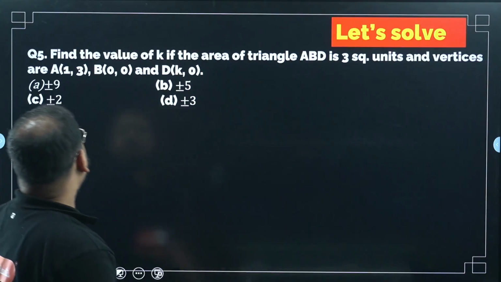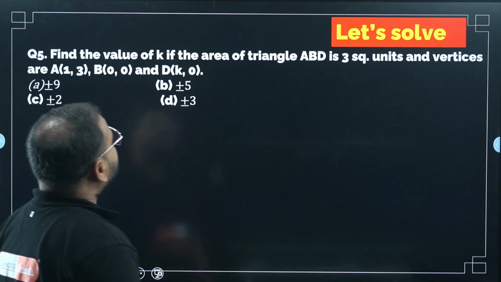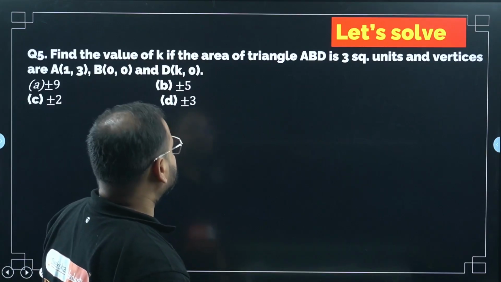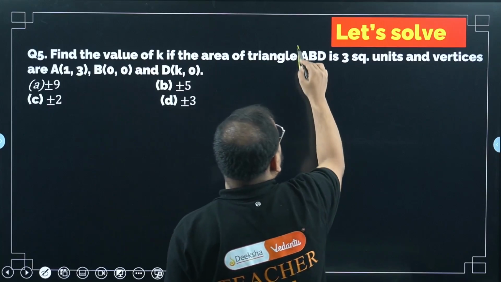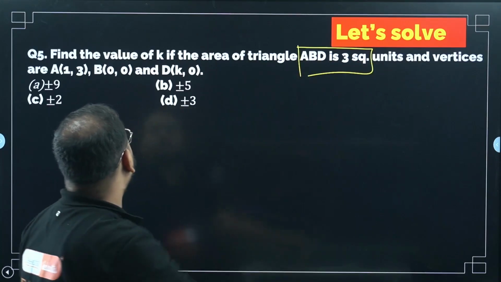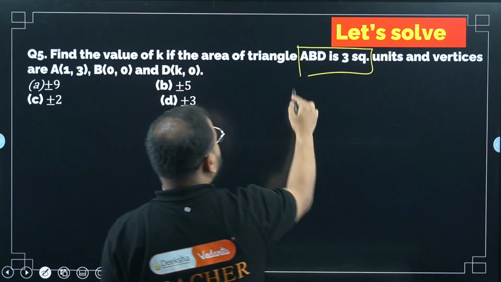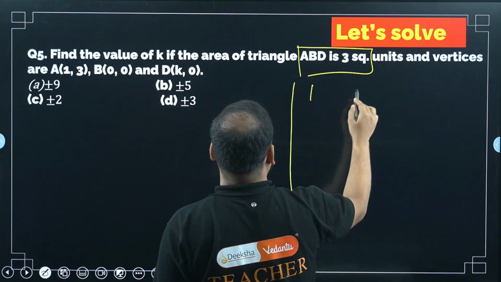Okay, sir. Find the value of k if the area of triangle ABD is 3. Okay, fine. I will give you a hint how to solve it, but you can solve this question. What is given here? So let me write the matrix first. So it is 1, 3.